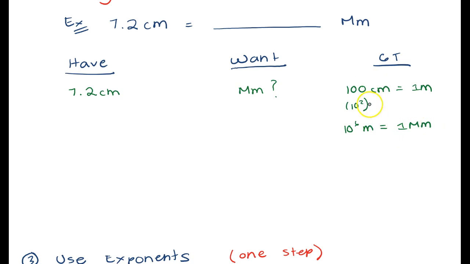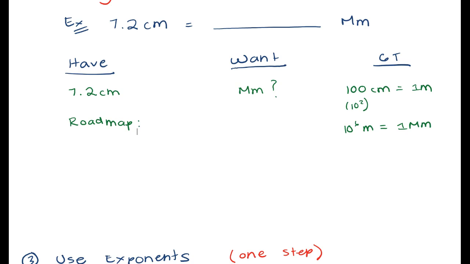For both of these, I would check to make sure that the bigger number out front is associated with the smaller unit. Centi is smaller, I have a bigger number, 100. Meter is smaller than megameter, I have a big number out front. So I have all of the information I need. I like to do a roadmap. It tells me just the units I'm converting between.